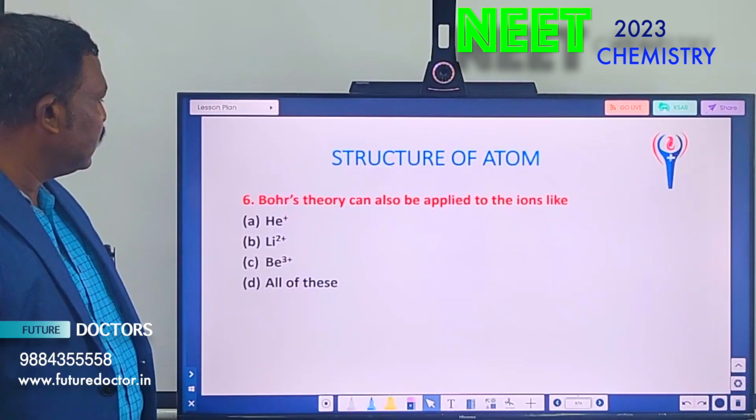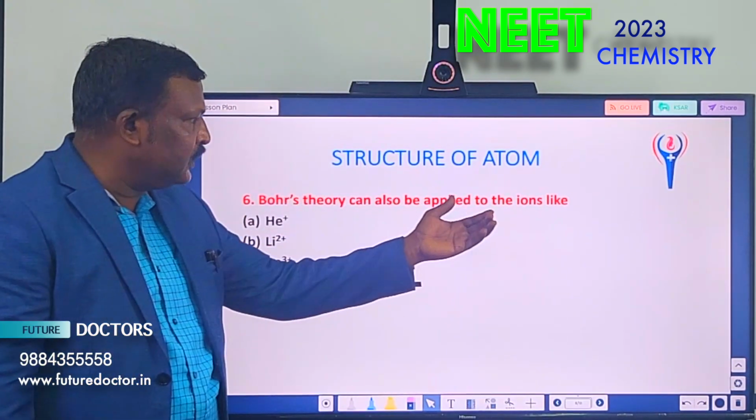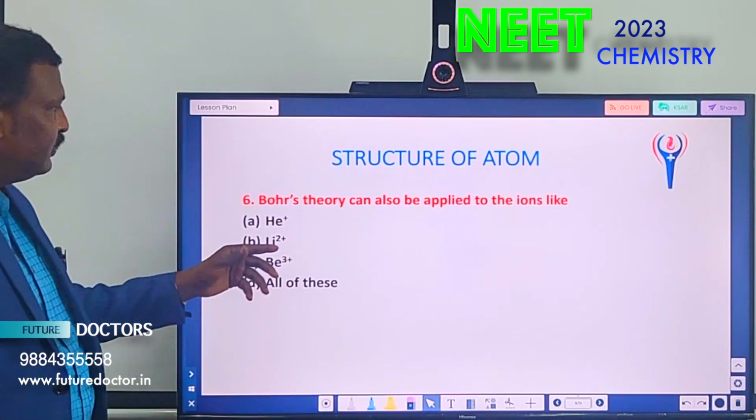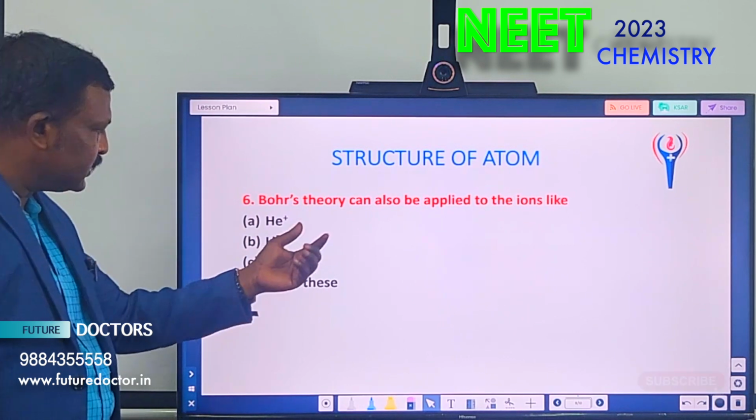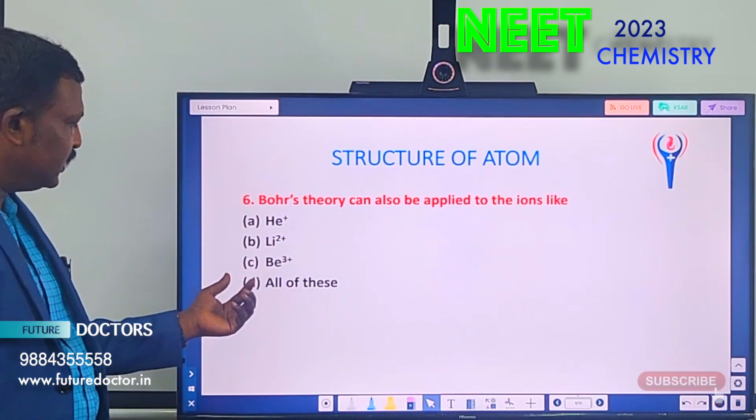Next one. Sixth one. Bohr's theory can also be applied to ions like. That's the question: which ions can it be applied to? Option A helium plus ion, option B lithium 2 plus ion, option C beryllium 2 plus ion, option D all of these.